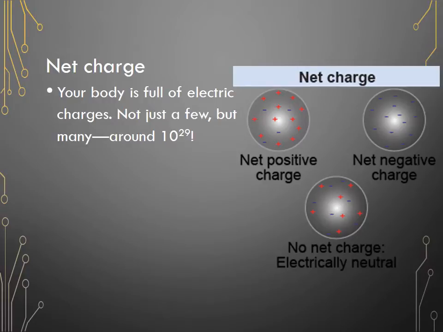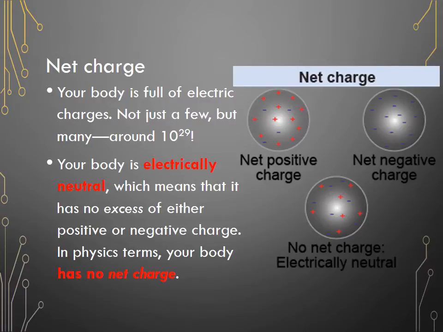So to think about this, on the macroscopic scale, your body is full of electric charges. Not just a couple, but about 10 to the 29th. But your body is electrically neutral, right? You don't walk around giving off a static charge. So what that means is there's no excess of either positive or negative charge. Okay? In physics terms, if you add up everything, you have a net quantity. In this case, your body has no net charge.